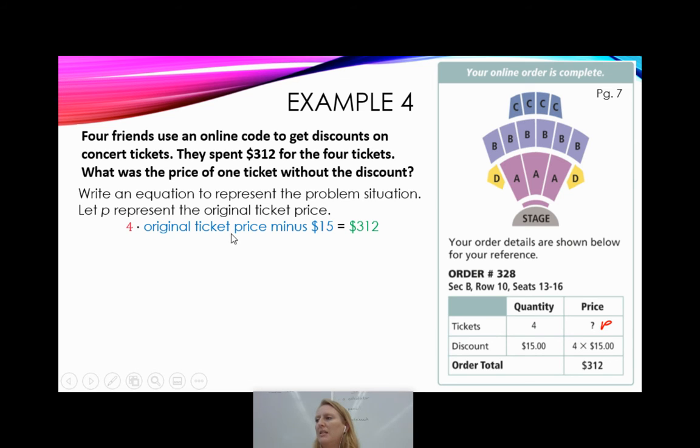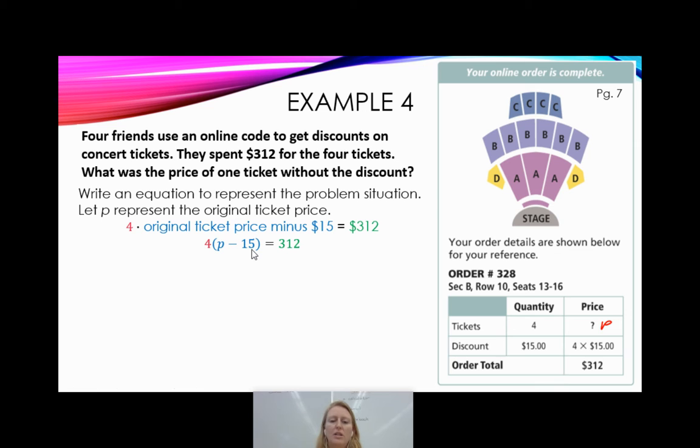So fine. Instead of original ticket price, let's just call it what it is. We're going to call it P. We said P was the original ticket price. So instead of original ticket price minus 15, I'm going to write in P minus 15. Now notice I'm putting parentheses here because they subtracted the ticket price. That $15 was subtracted before we multiplied by 4 for our 4 tickets.